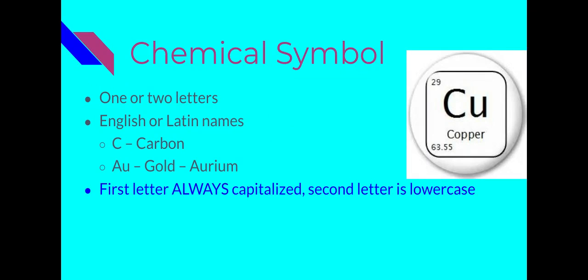Next one is the chemical symbol. Chemical symbols can be one or two letters, usually named after English or Latin names. C is for carbon, and that's an example of an English version. And then gold is Au, and that's because it's named after the Latin term aurum. When you write chemical symbols, the first letter is always capitalized and the second letter is always lowercase. You cannot write a capital C and a capital U for copper. It has to be capital C and lowercase u. Now, that doesn't match because copper goes with cuprum, which is the Latin version for that.